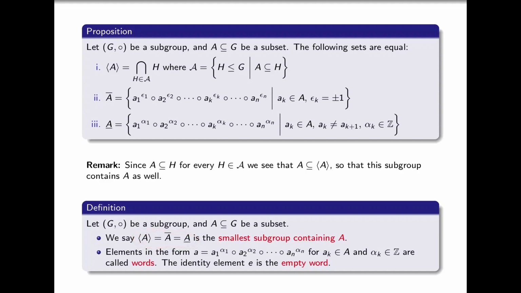Well, we haven't proven it, but this proposition tells us that they're all equal. We call this the smallest subgroup containing A. And the elements of the form a1^α1, a2^α2, and then circle all the way to an^αn, where now the ak's are in A, and the αk's are in the integers. These are what we call words. And the identity element is called the empty word, and it corresponds to the case where each of the αj's is equal to 0.